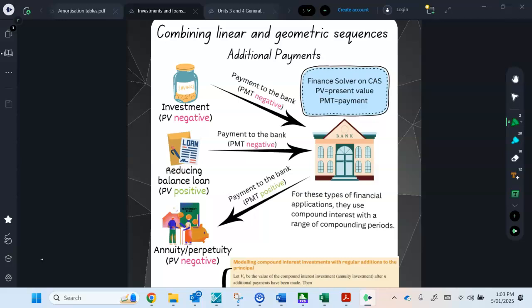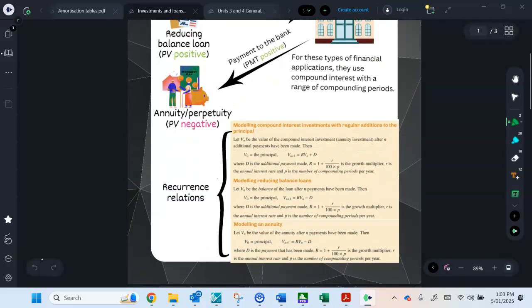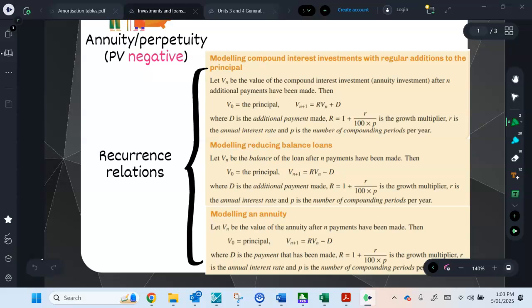So in this video, we're just going to look at investments and reducing balance loans, and then in a separate video I'm going to do annuities and perpetuities, just because I don't want these videos to be too long. And then, if you only need help with annuities, then you can go straight to that video anyway. All right, so just quickly looking at the different types of recurrence relations. So it does depend on what you're looking at.